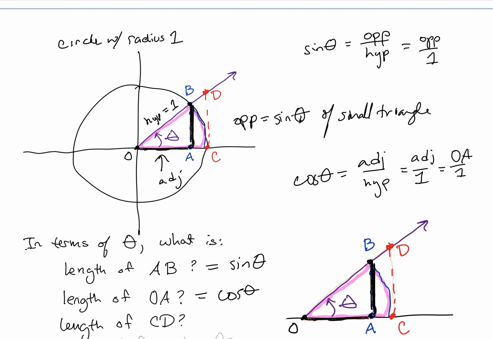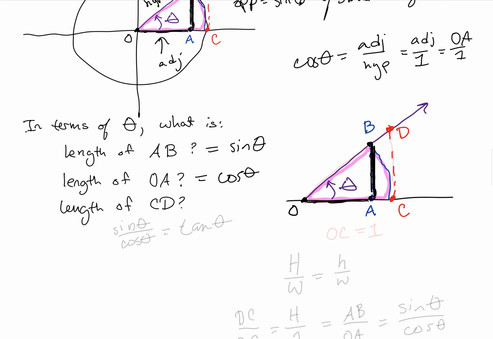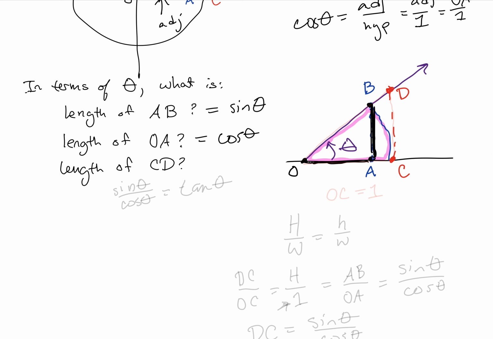To find the length of CD, we have to be a little creative. We're going to use the fact that these two triangles are similar triangles. We've got our original small triangle that contains the lengths OA and AB, and then we've also got our larger triangle. We know one of the lengths of this larger triangle: the length of OC is equal to 1 because that's the radius of the circle. So what about the length of the line segment CD? For that, again, we're going to use similar triangles. We can use the fact that because they have the same angle, they're similar.